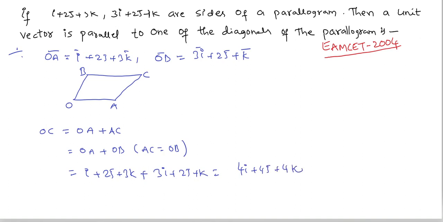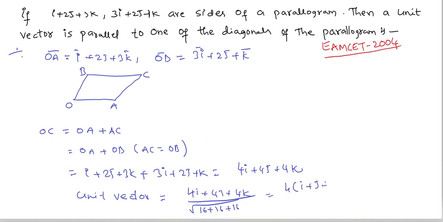Now the unit vector of the diagonal OC is 4i plus 4j plus 4k by under root of 16 plus 16 plus 16, that is equal to 4 common, i plus j plus k, by root of 16 into 3. Here root 16 is 4, the 4 cancels, giving i plus j plus k by root 3. This is the unit vector along one of the diagonals.